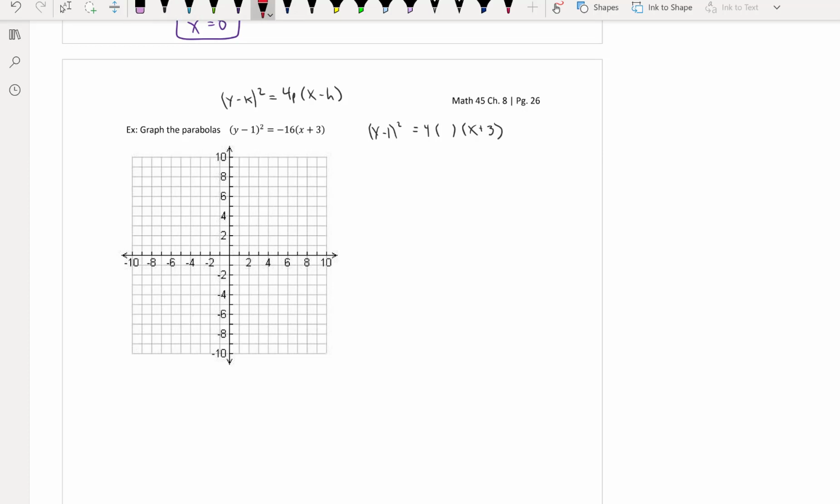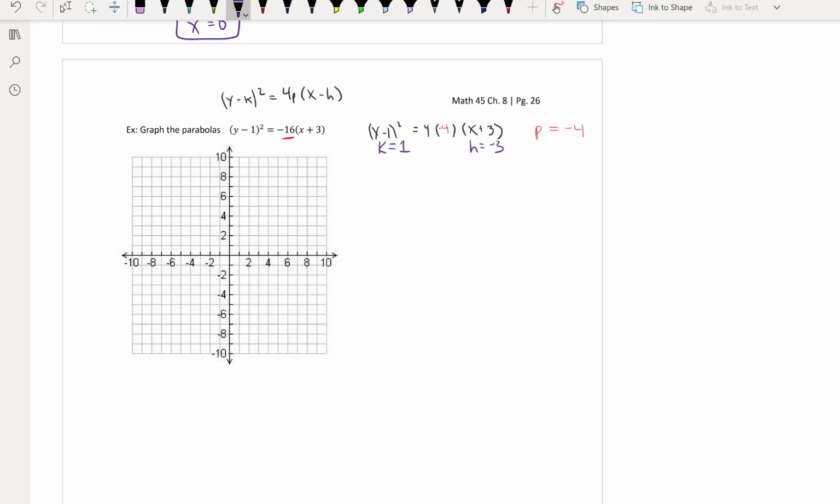So that p value is going to come from dividing -16 by 4. So -16 divided by 4 gives me a -4. So that tells me that p is equal to a -4 value. And I have my h value. My h value here would be a -3. And my k value here is a positive 1.